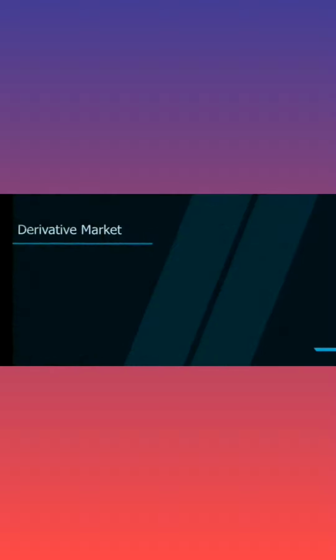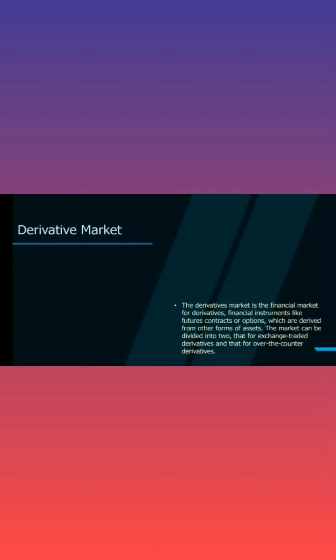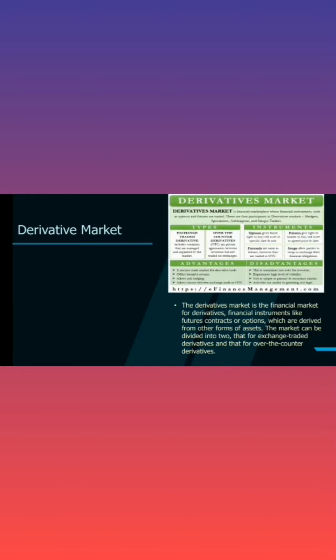Derivative market. According to Wikipedia, the derivatives market is the financial market for derivatives. Financial instruments like futures contracts or options, which are derived from other forms of assets. The market can be divided into two, that for exchange-traded derivatives and for over-the-counter derivatives. So here, I've researched an image for another meaning of derivatives market.